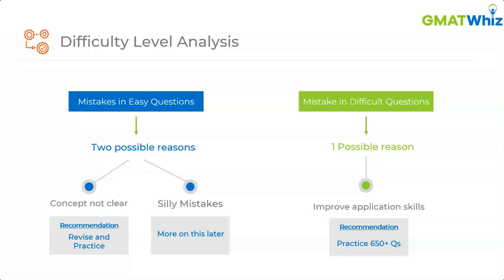Let's say, for example, if you're making mistakes in higher difficulty level questions, but you're doing reasonably well in 500, 600 level questions, then that means you need to practice more higher difficulty questions. And I'm saying this from the perspective of verbal. You need to do the same thing for quant. Same thing works there too. But this is the way you need to do your difficulty level analysis.